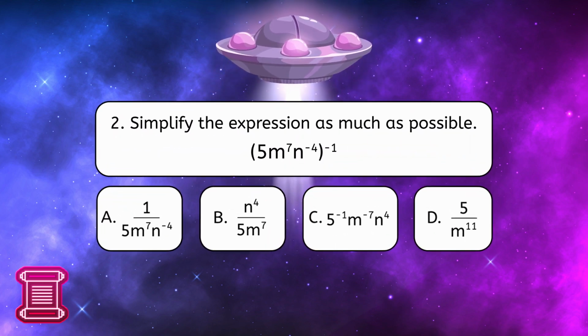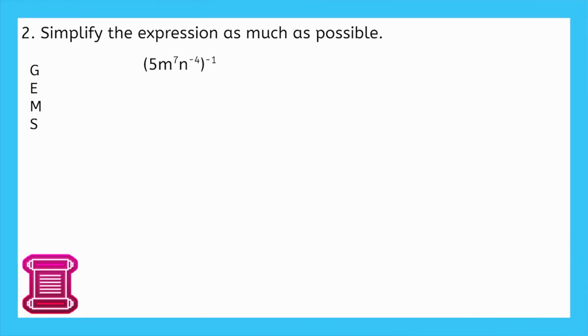This time we need to simplify 5m to the power of 7 n to the power of negative 4, all raised to the power of negative 1. What stands out to you in this expression? I notice some negative exponents, a constant, 2 different variables, and this whole chunk is raised to a power. Try simplifying this one yourself. Take your time, follow GEMS, and use your property inventory sheet as needed. We'll check your work when you're done.